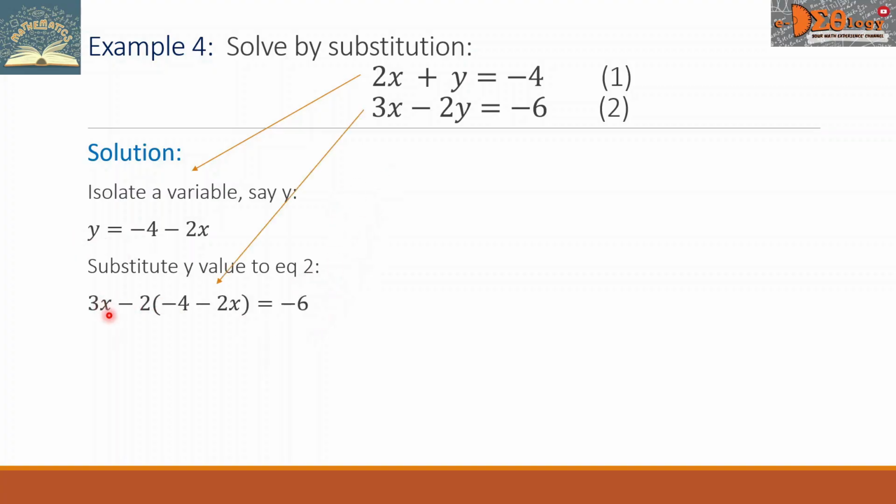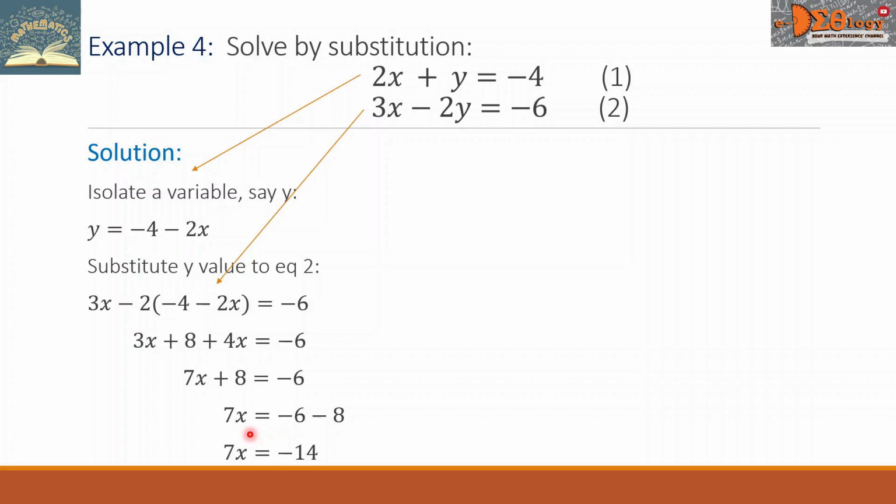So this becomes 3x minus 2 times the quantity negative 4 minus 2x equals negative 6. We simplify this negative 2 times negative 4. It becomes positive 8. Negative 2 times negative 2x, positive 4x. Then we combine 3x and 4x. It becomes 7x. And this positive 8 we transpose to the right. It becomes negative. So we have 7x equals negative 6 minus 8. And the right side becomes negative 14.